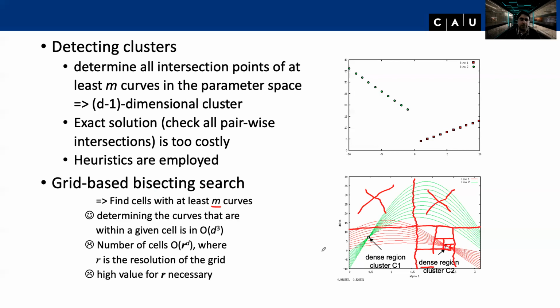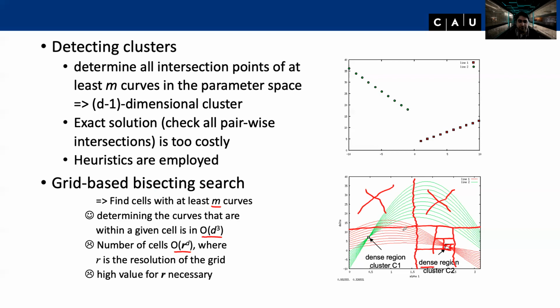So this is meant by the grid-based approach here. It's like an adaptive grid. We do not enforce here a fixed number of cells. So determining the curves that are within a cell is computable within d to the power of 3, where d is the dimensionality. However, the number of cells would be O of r to the power of d.